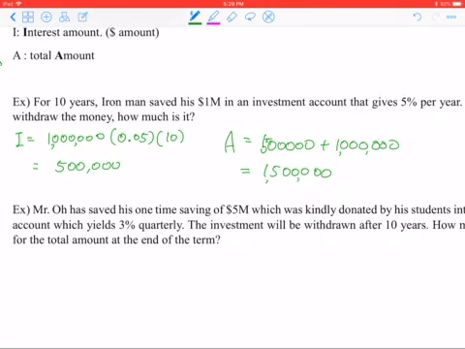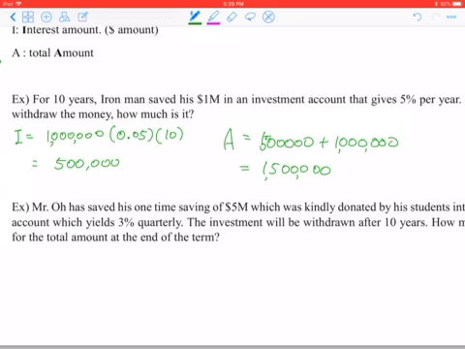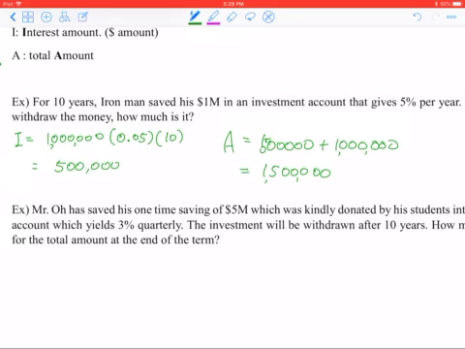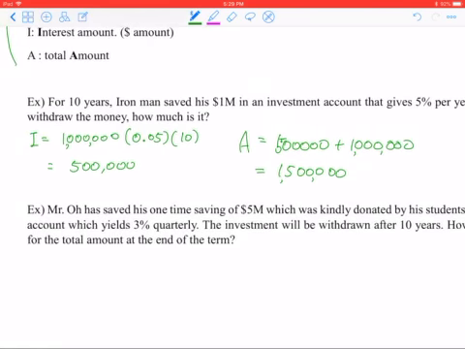Now then, second example. Now Mr. has saved his one-time saving of 5 million, I wish I had, which was kindly donated by his students, into an investment account which yields 3% quarterly. That means 3% will be accumulated every 3 months. Now the investment will be withdrawn after 10 years. How much will he get for the total amount at the end of the term?